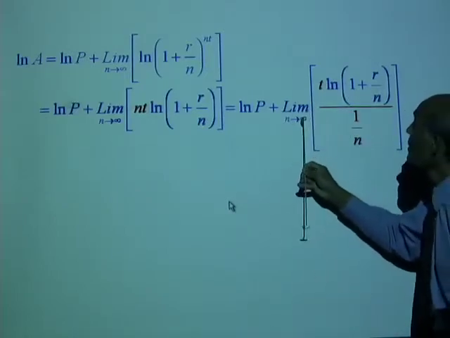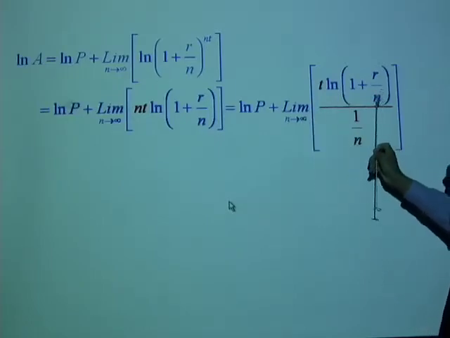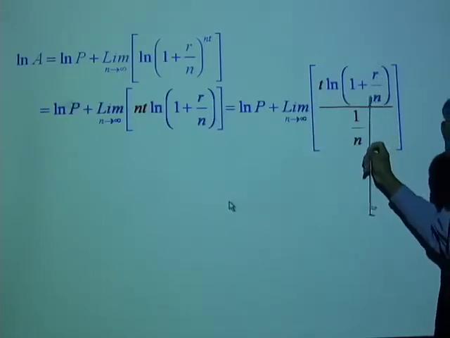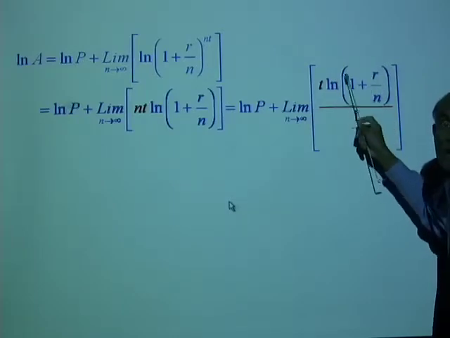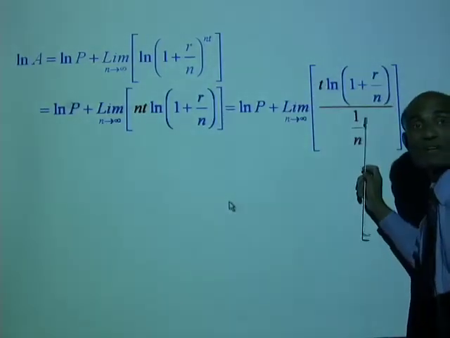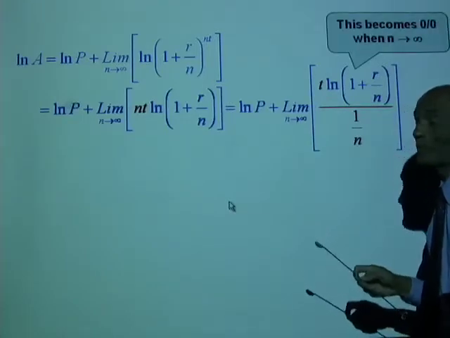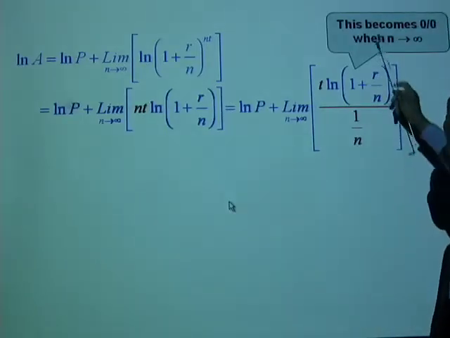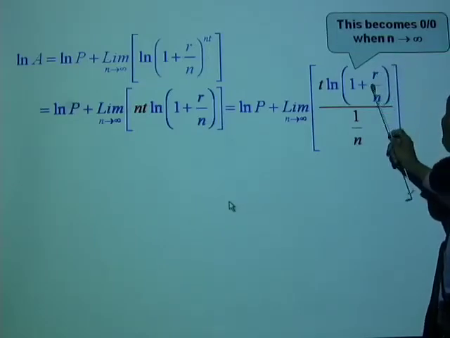Alright, if you now replace n by infinity, what will happen? R over infinity will be 0. 0 plus 1 is 1. ln 1 is 0. Is that right? And the denominator is, well, 1 over infinity, which is 0. Okay. Now, this becomes 0 over 0, which is indeterminate.